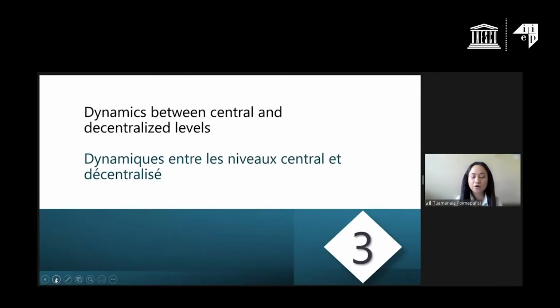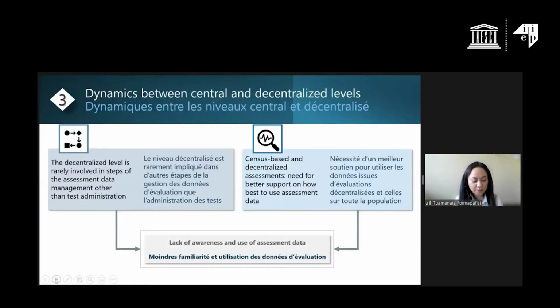So we will now focus on the dynamics between the central and decentralized levels, and this once again gives us quite interesting information regarding the use of assessment data. The first thing you need to know is that the decentralized level is crucial when it comes to the assessment tests in the schools. But when we look at the other steps in the management process, we realize that they are very seldom involved. And the second point is that even if you have assessments which give information at their level, in other words, assessments on the overall population or decentralized assessments as you may find them in Senegal, they have this information but don't know how to use it in their own planning activities.